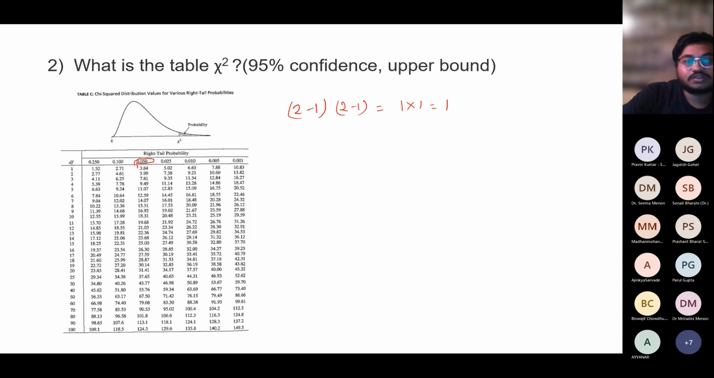The second question is quite simple. What is the table chi-square value? So for 95% confidence, we can see the value here. Since we are given two rows and two columns, the degrees of freedom will be 2 minus 1 times 2 minus 1, which is 1. So for degrees of freedom 1 and 95% confidence, we get the value of 3.84.